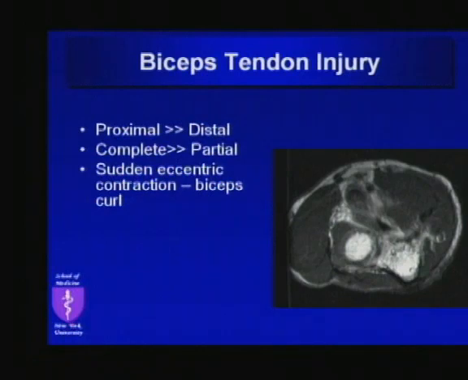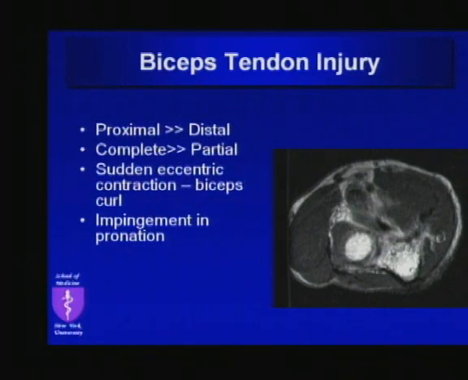The common example given is a biceps curl where you have resistance against flexion, and you get eccentric contraction and a tear. Now, it's important to remember that when you pronate your forearm, you can bring that radial tuberosity and the distal biceps tendon into that space between the radius and the ulna. So that's a form of impingement syndrome that you can have.